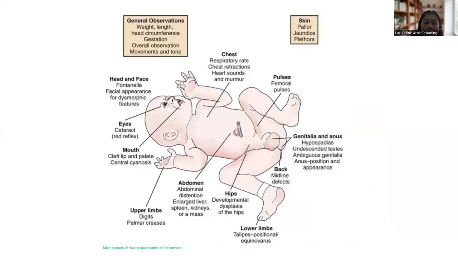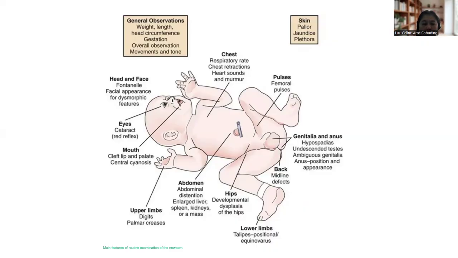So upon birth, these are the general observations we have to right away assess using our clinical eye. We see the length of the infant. We see the head circumference, and that will be measured. We look at the way the infant moves, the strength of the movement. So that would be our general observation. And of course, we look at the skin. Is it pale? Is it yellow? And then we do the head to toe assessment.